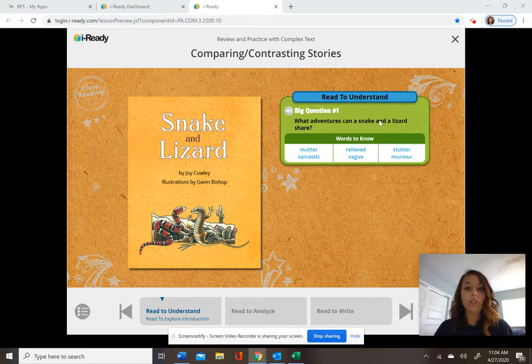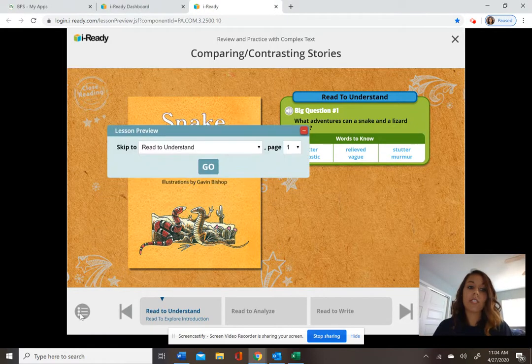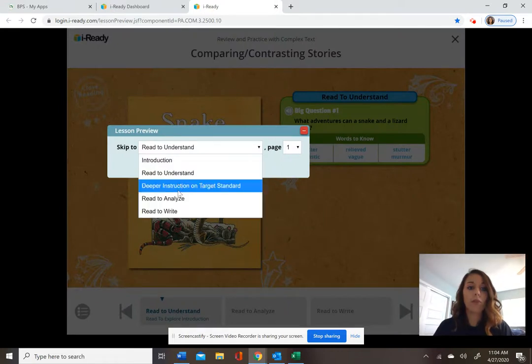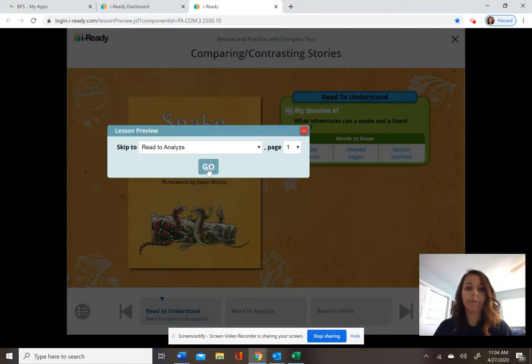So if you can see my screen, this is what yours will look like. Again, this read to understand portion is just for you to go through the text, and it's gauging how well are you actually reading the story. If you're getting all of them wrong, you probably should be reading a little bit closer. If you are getting most of them right, then you're ready to move on to the read to analyze part. So I'm going to move forward to the read to analyze.